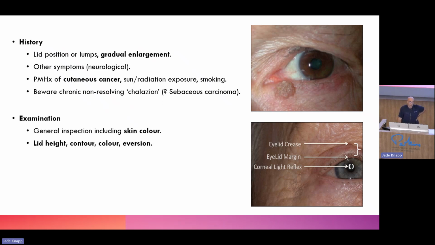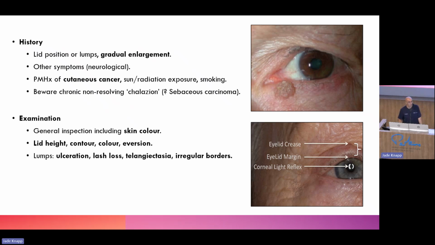Then you can look at the lid contour. Is it turned in? Is it turned out? Is there a lump on the lid contour? The lid contour should be a smooth ellipse, right? Downward ellipse for the bottom lid, upward ellipse for the top lid. Then look at the color. Is there a discoloration? Is there a red bit? Is there a dark bit that looks a bit like a melanoma? You get what I'm saying? And also don't forget to evert the lids. So eyelid eversion is part of a full ophthalmic examination, including when you're examining the eyelids, because you can get little tumours hiding up underneath the eyelid.